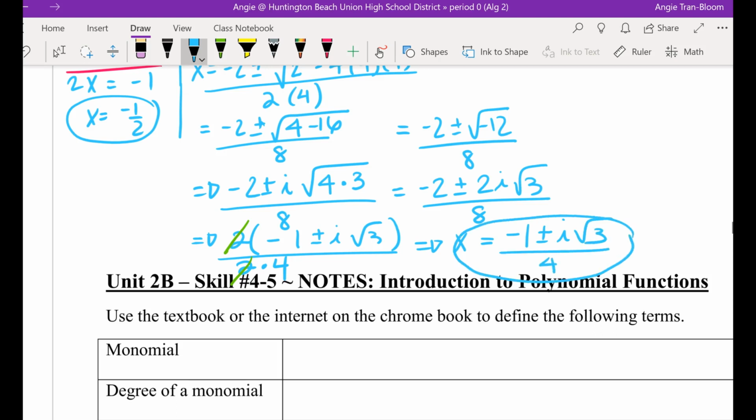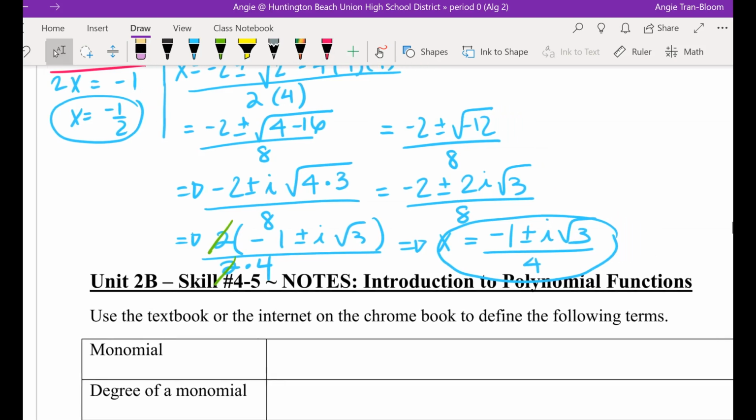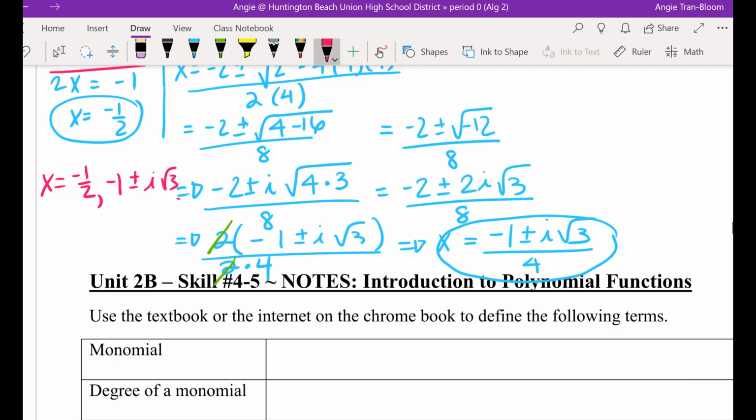Those are 2 more answers on top of what you already have. So let's put them together. Your 3 answers are x equals negative 1/2, comma, negative 1 plus or minus i radical 3, all over 4, and that's what we want to box up.